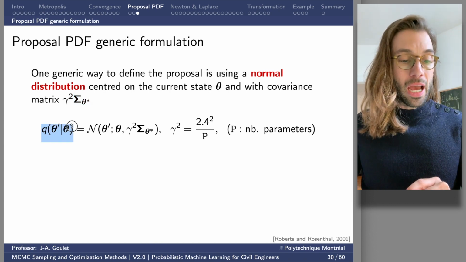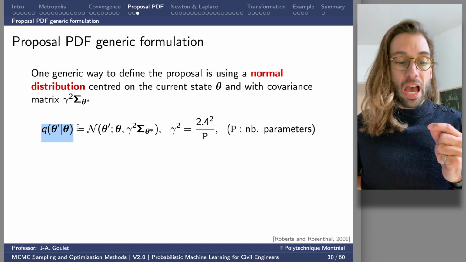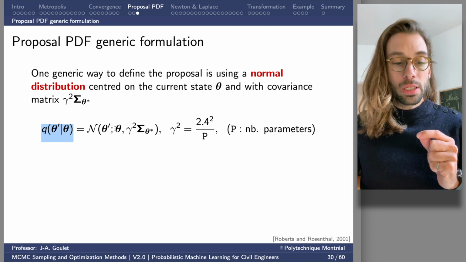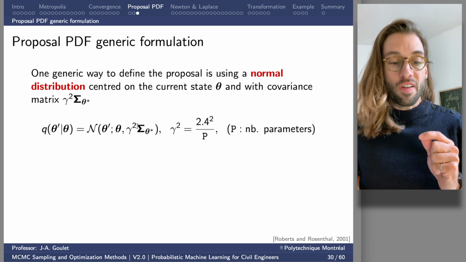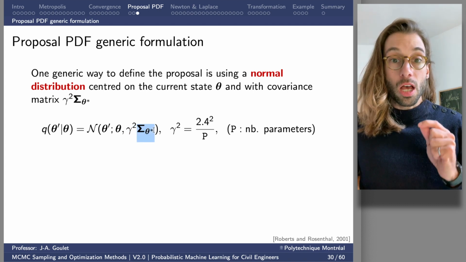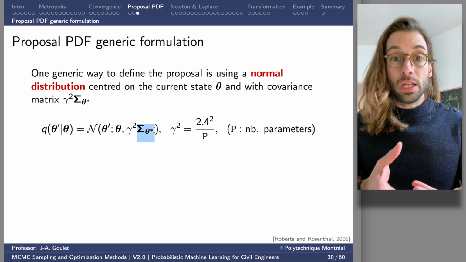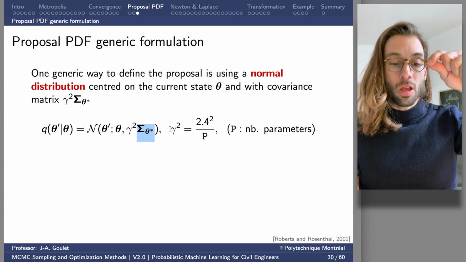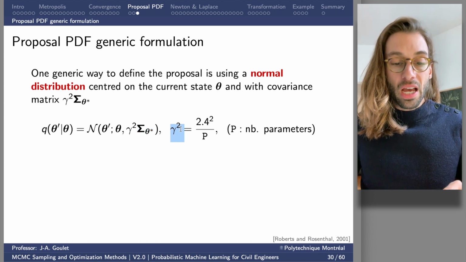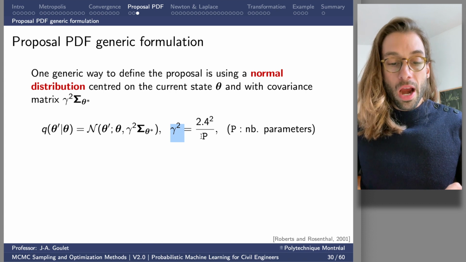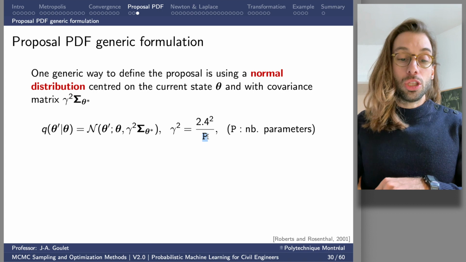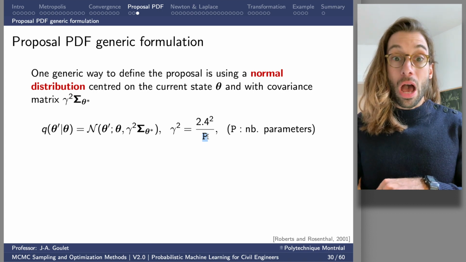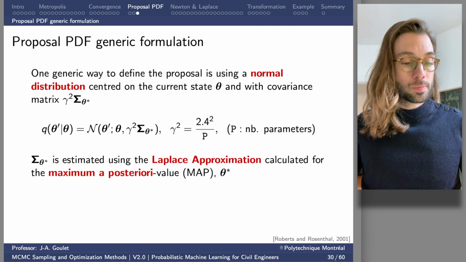So we're going to say that my generic proposal PDF is going to be a multivariate normal centered at my current position, for which the covariance is gamma square, a scaling factor, times the covariance of my unnormalized posterior evaluated at its maximal value. Here, my scaling factor is 2.4 squared divided by P, where P is the number of parameters I have in my problem.